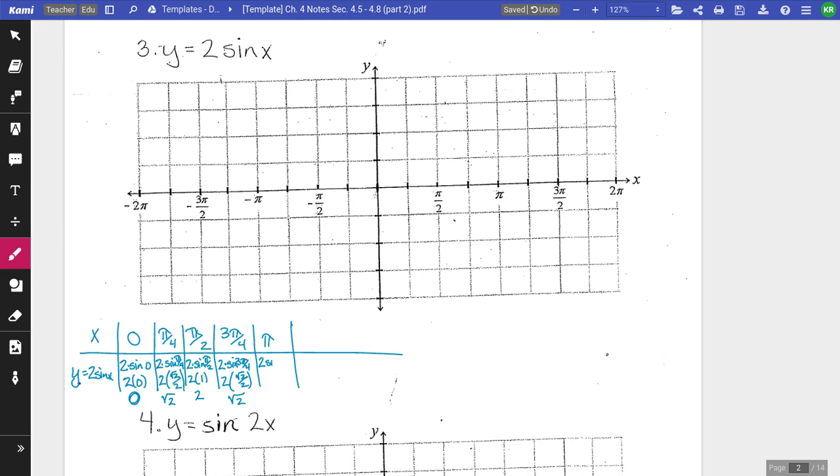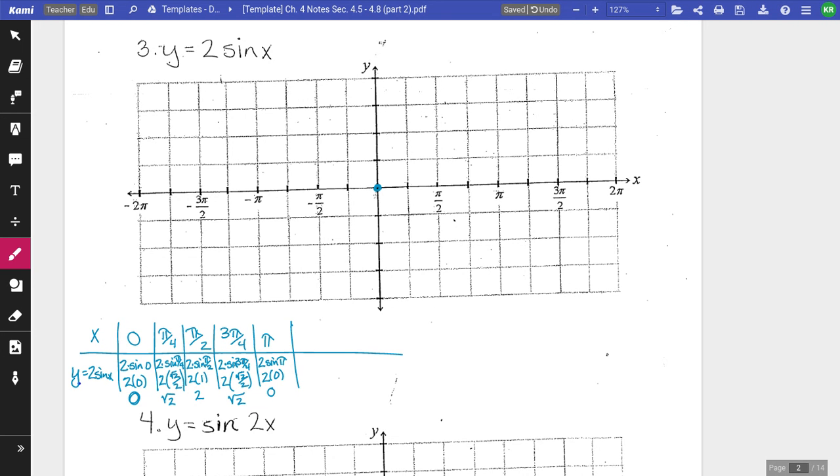So 2 times the sine of pi. So sine of pi is 0. So 2 times 0, that's going to be a 0. All right, let's plot these first 2 points and see if you can tell what is happening. Okay, so 0 is at 0.